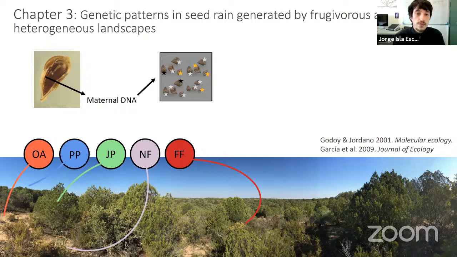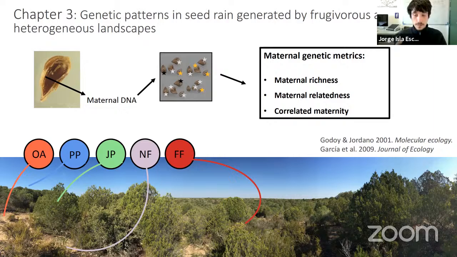For example, these two black stars, these two seeds could come from the same mother plant, and the yellow one from another one, and the green one, the same. And with this type of information about the contribution of different mothers to each microhabitat, provided by the feeding activity or feeding strategies and the deposition patterns of the frugivory species, we want to calculate some maternal genetic metrics, like for example, the maternal richness that informs us about the number of different mothers that contribute to this place, or the familial relatedness between different seeds, or the correlated maternity at this point.